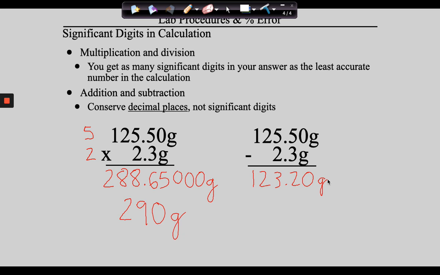Guys, don't miss this. Answer this question. How many significant digits are in the top number? Doesn't matter. Guys, don't miss this. It does not matter. Because when we add and subtract, we don't care about significant digits. We care about decimal places. So here we have 2 decimal places. Here we have 1 decimal place. We get the fewest decimal places in our answer. So this would be 123.2 grams.